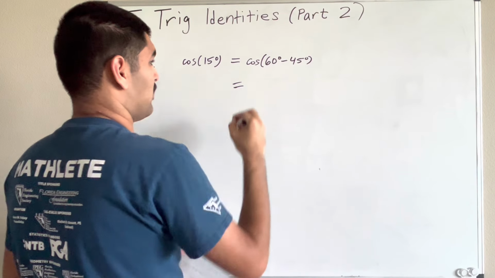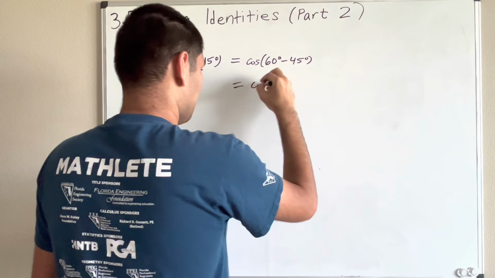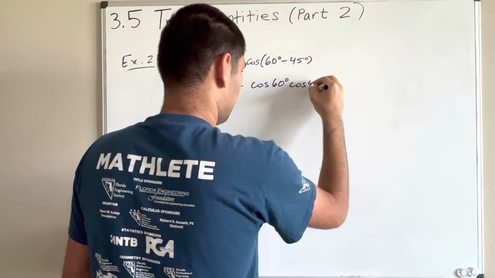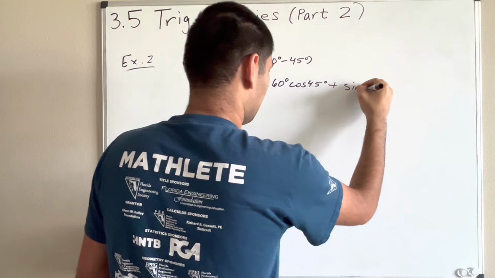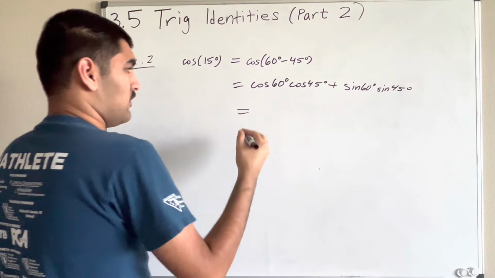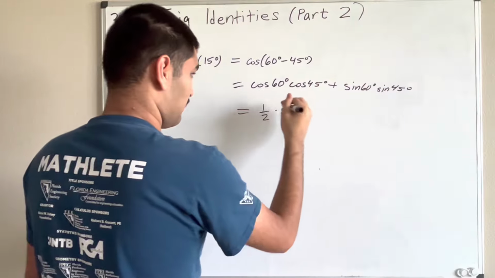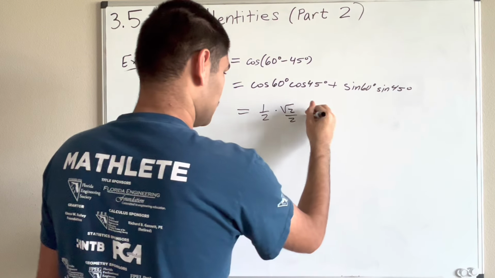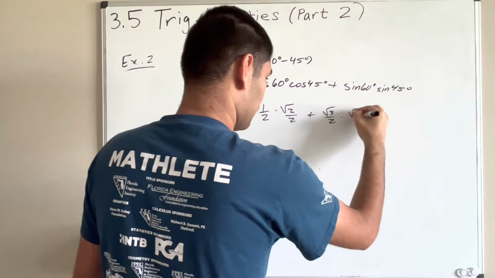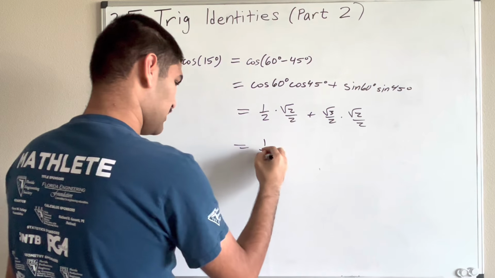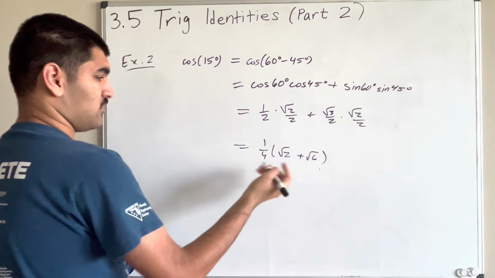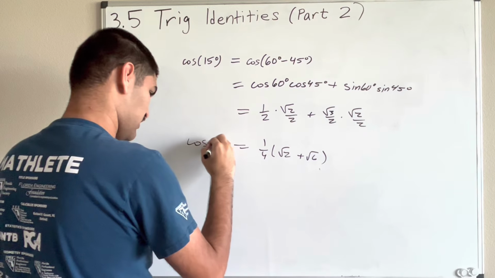And then we can just apply our cosine identity, and so we will get cosine of this is equal to cosine 60 cosine 45 degrees plus sine of 60 degrees sine 45 degrees. And then cosine of 60, we know that's 1/2. Cosine of 45 is square root of 2 over 2. Sine of 60 is square root of 3 over 2, and then sine of 45 is also square root of 2 over 2. So we get 1/4 times square root of 2 plus square root of 6 is cosine of 15 degrees.